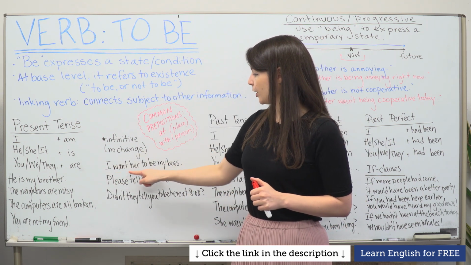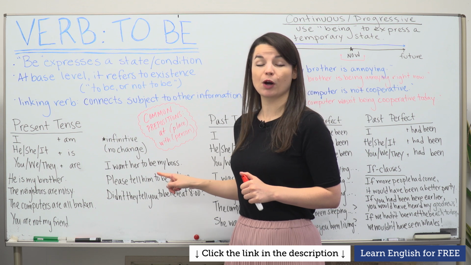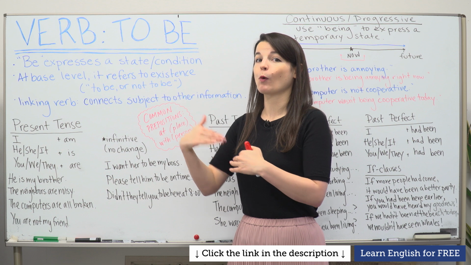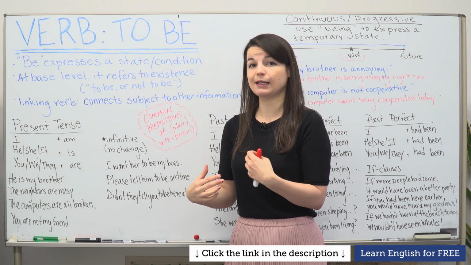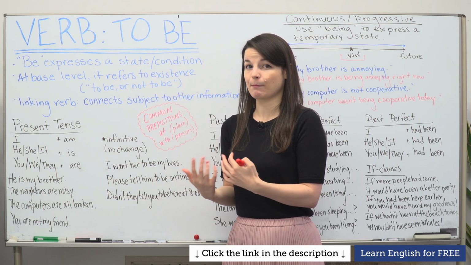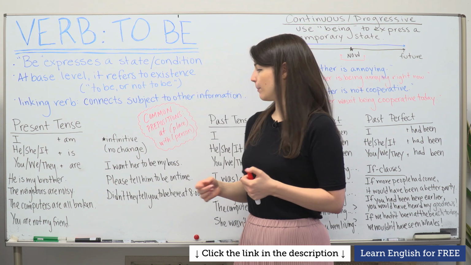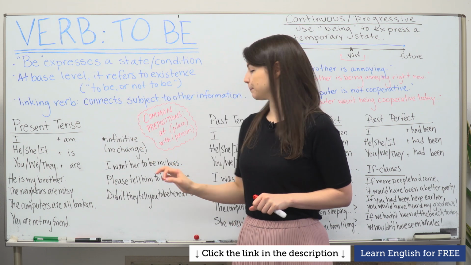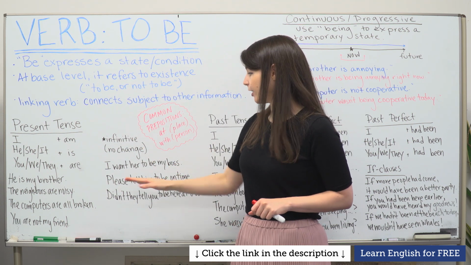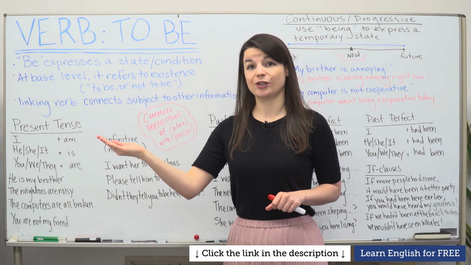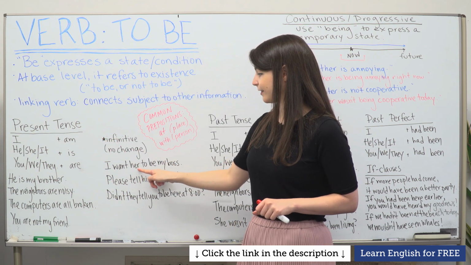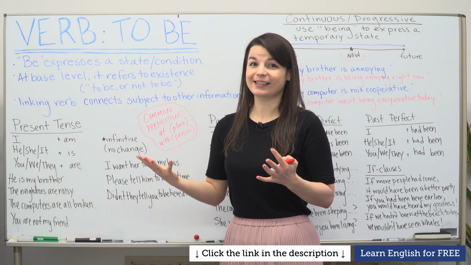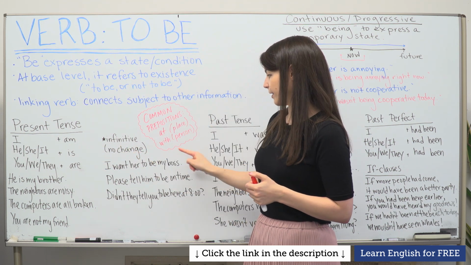So here I have, I want her to be my boss. I want her to be my boss, meaning she is not my boss now, but in the future, I want her to be in the state of being my boss. I want her to become my boss. However, we don't say become. I want her to be my boss. So this is maybe a desire I want for a future situation where a person, her in this case, is desired to exist in a condition as this person's boss.